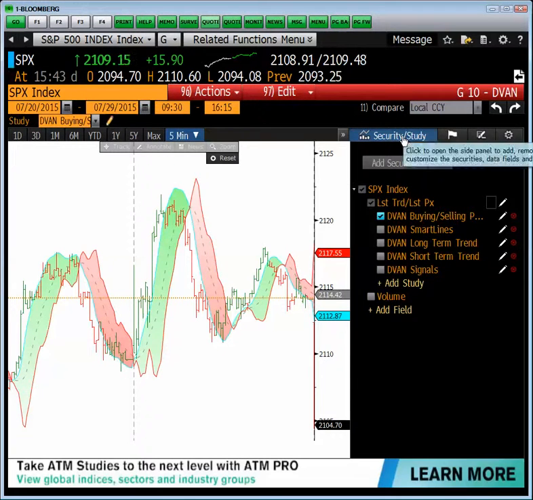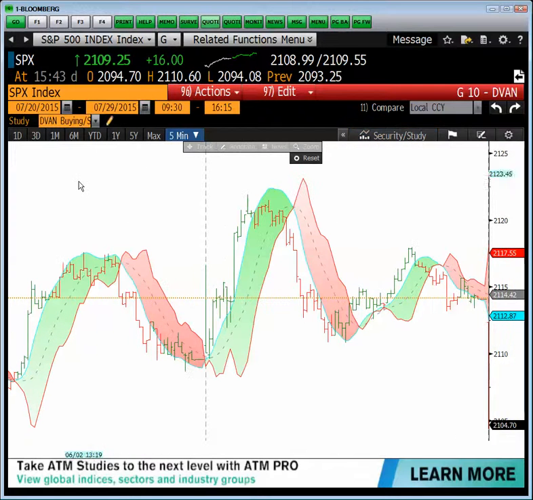The DVAN trading app consists of 5 studies: DVAN buying selling pressure, DVAN SmartLines, DVAN long-term trend, DVAN short-term trend, and DVAN signals. Currently on the chart I have DVAN buying selling pressure activated only. This is a chart of the SPX index, the S&P index, on a 5-minute chart.